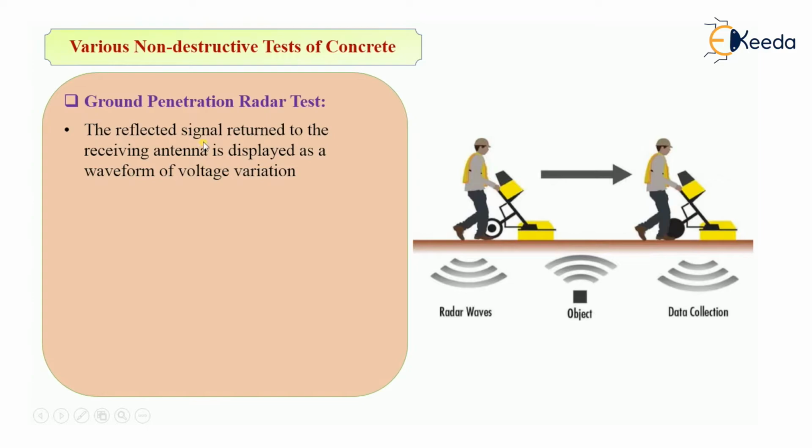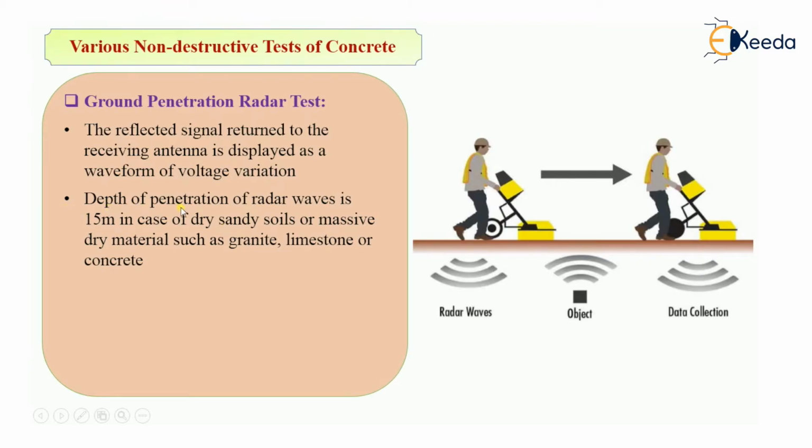The reflected signal which is returned to the receiving antenna is displayed as a waveform, as a voltage variation. A wave will be formed, and in the form of that waveform we get these signals. The depth of penetration of these radar waves is 15 meters in the case of dry sandy soils or massive dry material such as granite, limestone or concrete.